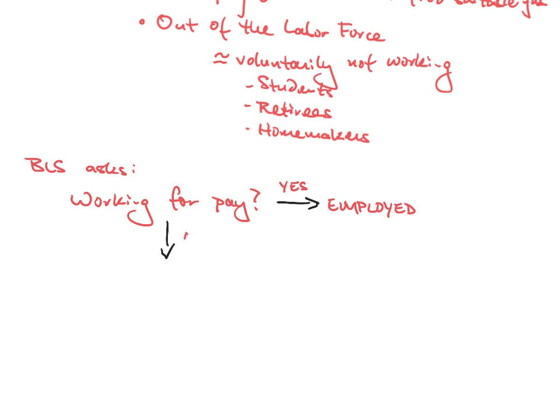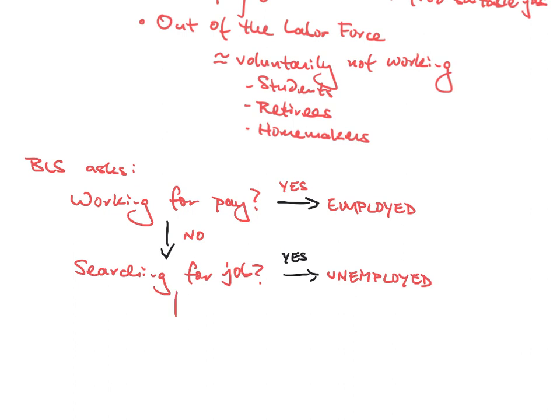Now, if you say you're not working for pay, the next question is whether you are searching for a job. Okay, and again, that's essentially just a yes or no. If yes, you're searching, then you are classified as unemployed. Okay? You're not working for pay, but you are searching, then you're considered unemployed. If you are not searching for a job, you are classified as out of the labor force. OLF, out of the labor force. Okay, and that's it. So everyone ends up in one of these three categories, and it boils down to these two questions.